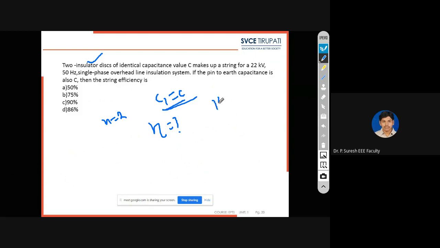Then what is the K value? Anyone tell me. C1 equals C. Shunt capacitance and series capacitance are both the same. What is the K value? It is 1. Now, can anyone tell me what is string efficiency?